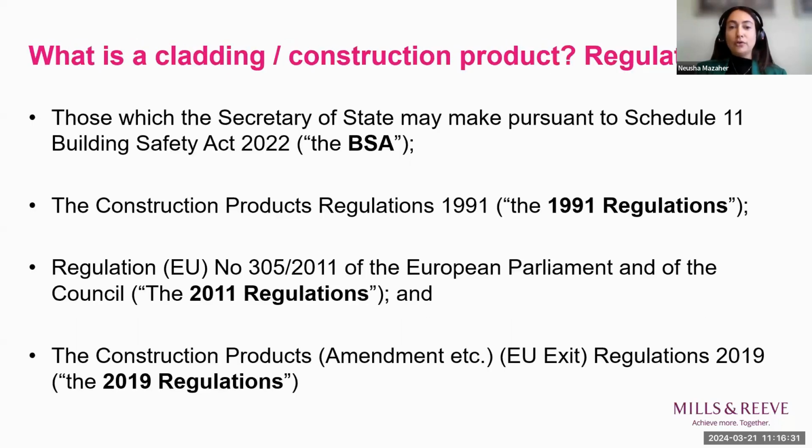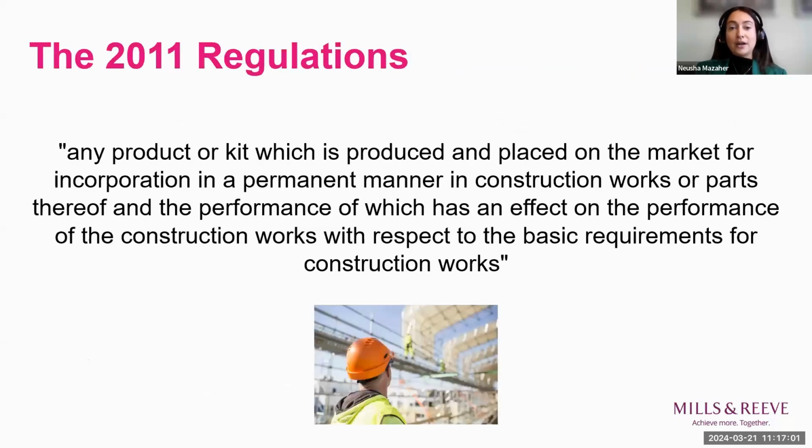So sections 148(9) and 149(9) of the BSA point to other construction regulations to help define what a cladding or construction product requirement is. Those are on the screen and I won't repeat them because they're fairly lengthy, but the regulations at first glance appear unhelpful and actually provide more confusion than they do assistance with defining what a cladding or construction product is. Schedule 11 of the BSA and the 2019 regulations provide no helpful input.